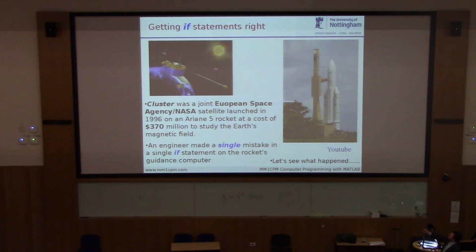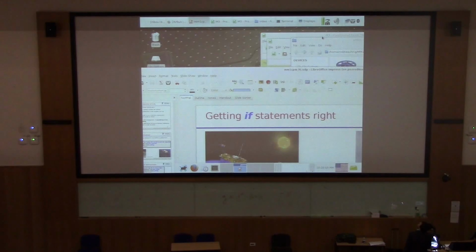So here, we've got the Cluster satellite, and I think this was sent into orbit by NASA and the European Space Agency to measure the Earth's magnetic field. And it was put on top of this thing. This thing is called an Ariane 5 rocket. And this is no firework. This thing is an absolute monster. A man would probably come up to there on it. This thing is vast, okay? Now, an engineer made a single mistake in a single if statement on the guidance system of this rocket. Would you like to see what happens? Yeah? So this is why you need to get if statements right.